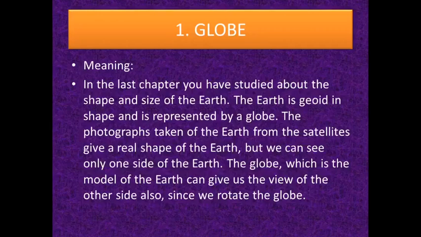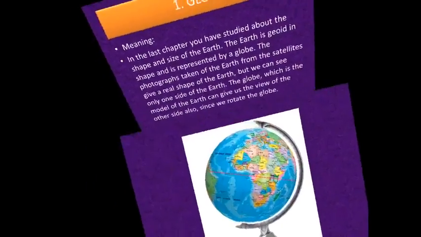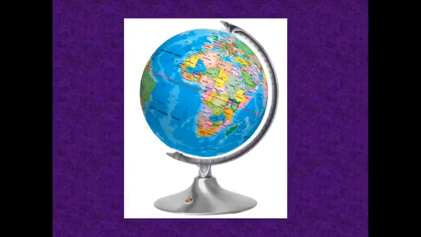So isn't the globe really useful to us? Now you understood why we use a globe to show the earth. It is the model of the earth because it gives the view of the other side also, since we rotate the globe on its axis. Here you can see the globe. If you rotate it, you can also see the other side of the globe.